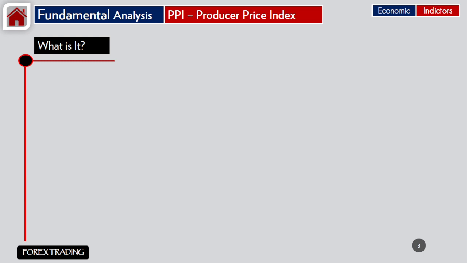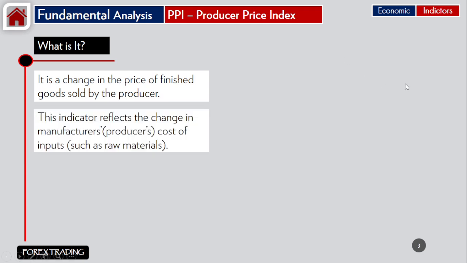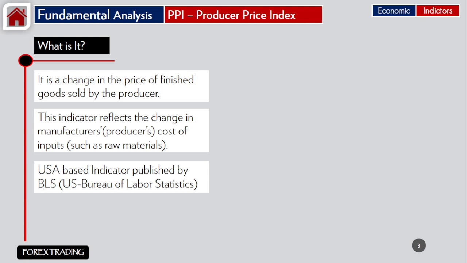Okay, Producer Price Index. It is a change in the price of finished goods sold by the producer. This indicator reflects the change in manufacturers' or producers' cost of inputs such as raw materials. And this is a USA based indicator published by BLS, US Bureau of Labor Statistics. And we have two types of PPI, Producer Price Index. One is called Core PPI and the second one is called Simple PPI, and it is calculated month over month.